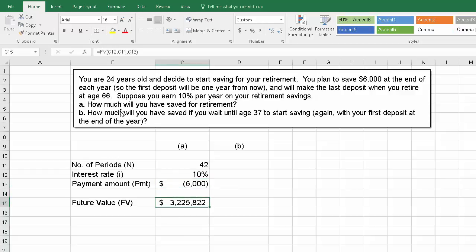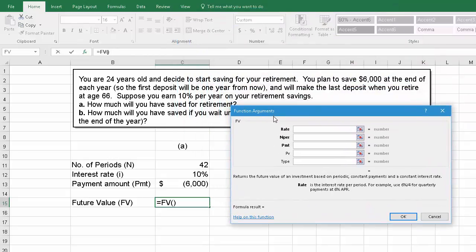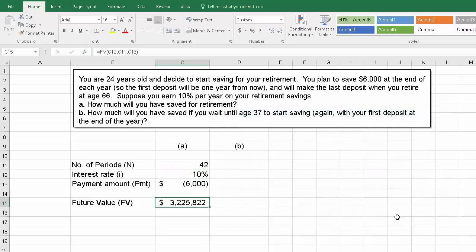And here's how you do it. Here, I'll do this from scratch. Equal FV, hit the left parenthesis, then I come up here to this insert function, and I get this pop-up window. And the pop-up window is very useful. It leaves an audit trail. So what's the rate? It's given right there. Number of periods, given right there in cell C11. The payment is given right there. And when I'm done, I've got the future value, 3,225,822, which matched our answers that we solved earlier.